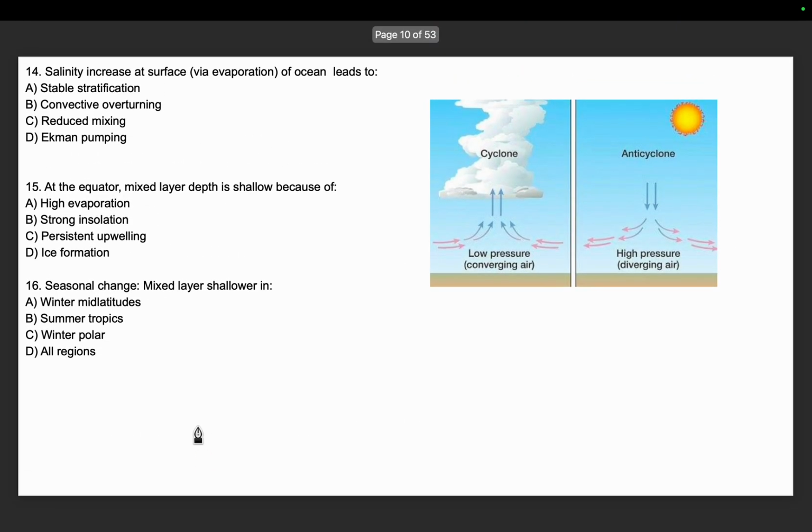Now we will have some more questions from here. Salinity increases at the surface where evaporation of the ocean leads to what? Stable stratification, convective overturning, reduced mixing, or Ekman pumping?